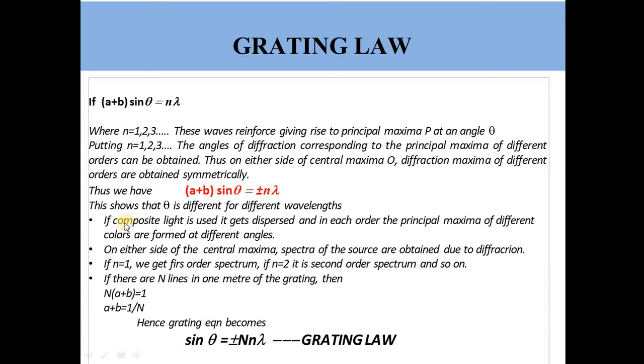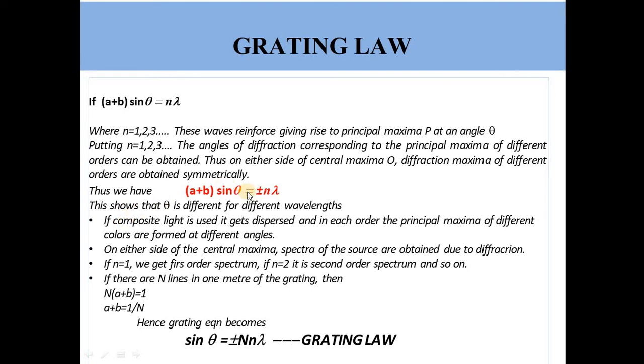Okay, and if a white light is having many colors, what happens? White light is used as the source. Normally you will get a central maxima at the center, which is followed by a VIBGYOR of first order. Then there will be a VIBGYOR of second order on either side. So first order will be having a group of colors corresponding to various thetas and lambdas if we are using a composite light.